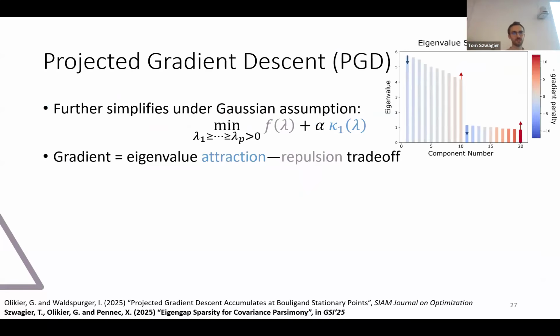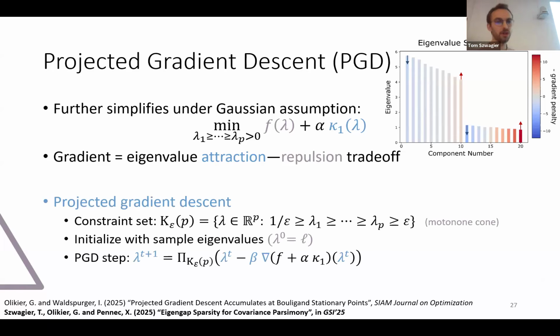And the good news is also that we can further simplify the problem under the Gaussian assumption, because we have a closed form solution for the flag part. So there just remains the eigenvalue part. And the eigenvalues have an ordering constraint, so they live on something called the monotone cone, as I said earlier. And so we'll do a projected gradient descent to optimize our problem of covariance estimation.